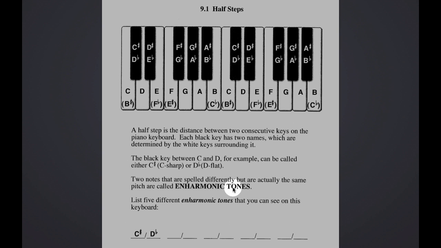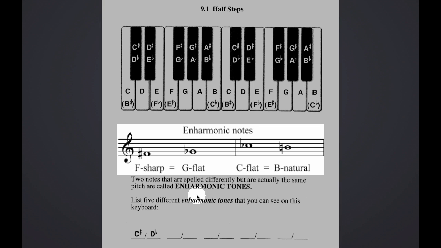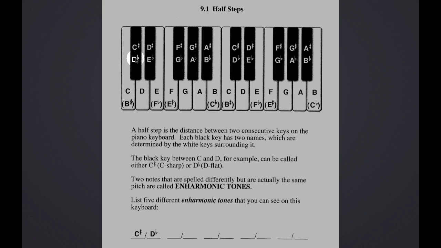Two notes that are spelled differently but are actually the same pitch are called enharmonic tones or enharmonic notes. C sharp and D flat are spelled differently, but they are the same pitch or the same key on the piano. For example, here is A flat and G sharp. A flat, and then I'll sing a G sharp. They're the same. They're just two different ways to spell the same pitch, depending on if you're sharping it or if you're flatting it. So enharmonic notes are notes that are the same pitch but spelled differently.